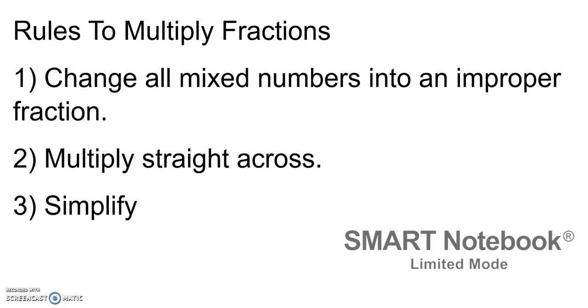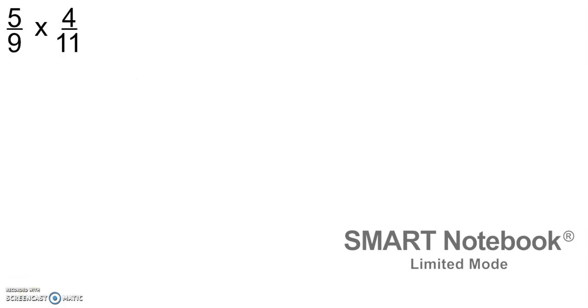Now that we have these rules down, let's look at an example. For starters, let's do 5/9 times 4/11. So when we're doing this, we want to multiply just straight across. In a sense, in our numerators we are going to have 5 times 4, because those are our two numerators. We want to multiply straight across, right? And then our denominators are 9 and 11. So we're going to multiply those two. So we have 9 times 11. We skip the first step because neither one of these are mixed numbers, and we just multiply straight across.